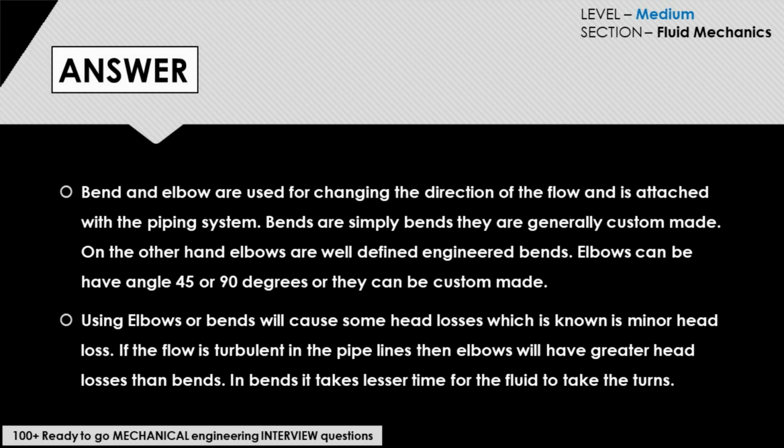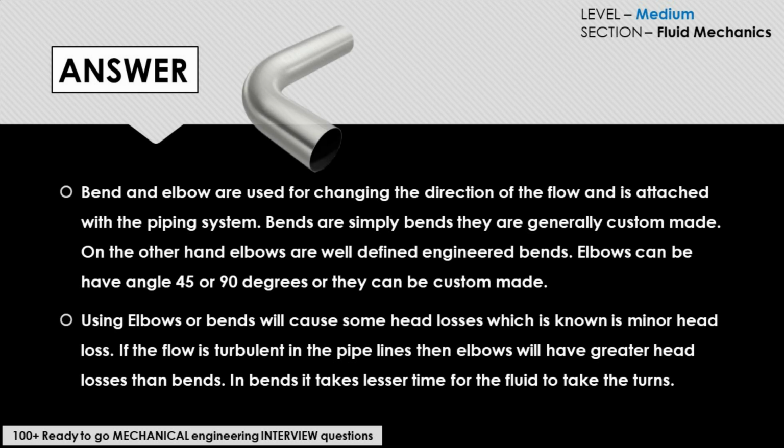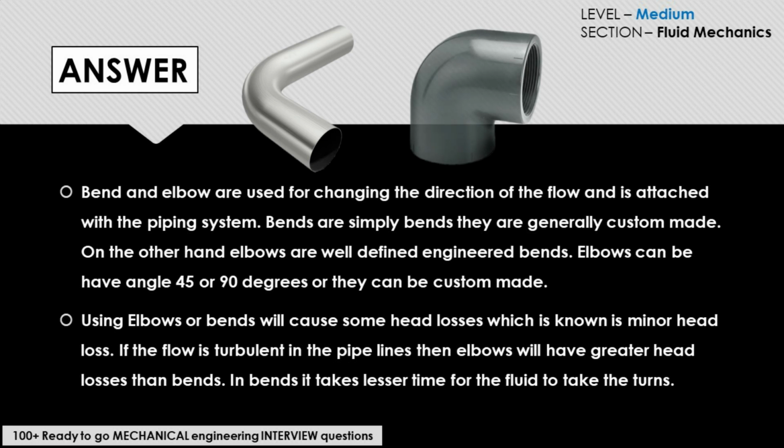The answer to this question would be, bend and elbow are used for changing the direction of the flow and are attached with the piping system. Bends are simply bends. They are generally custom made. On the other hand, elbows are well defined, engineered bends. Elbows can have an angle of 45 degrees or 90 degrees, or they can be custom made.